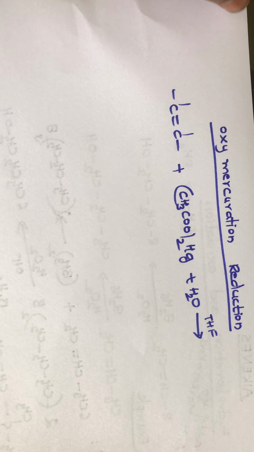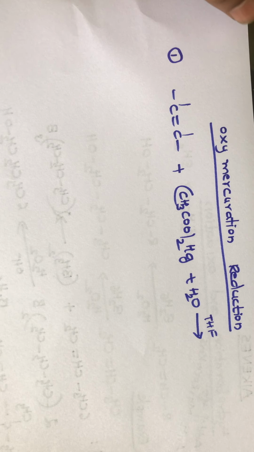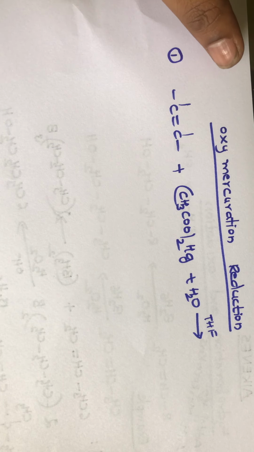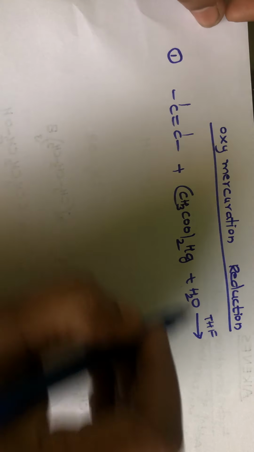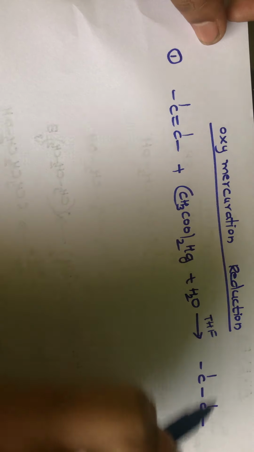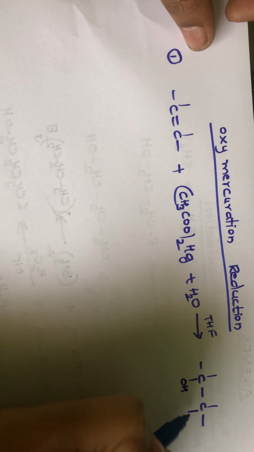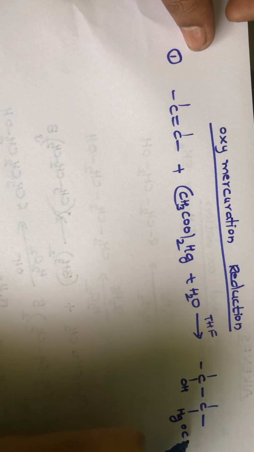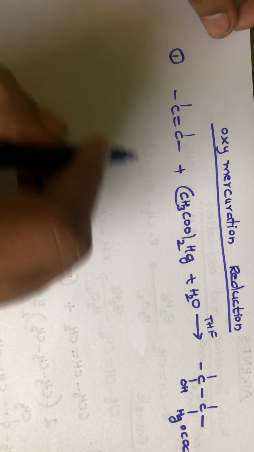Okay, so when alkenes are treated with mercuric acetate, this is step 1, mercuric acetate and water, in presence of THF, it gives a hydroxy alkyl mercury compound. This step is called mercuration. So what happens is that addition takes place across the carbon-carbon double bond. To one carbon OH is attached, to another carbon this mercury part, HgOCOCH3. So this step is called mercuration.